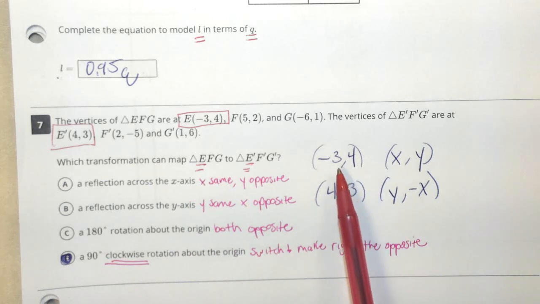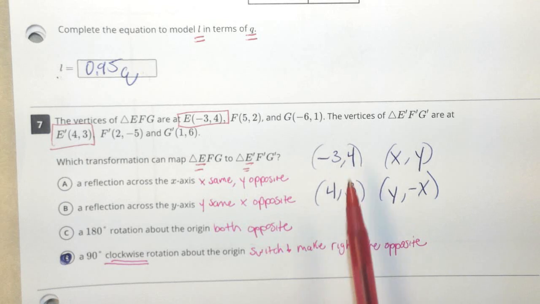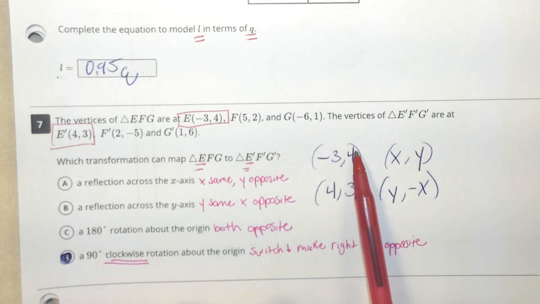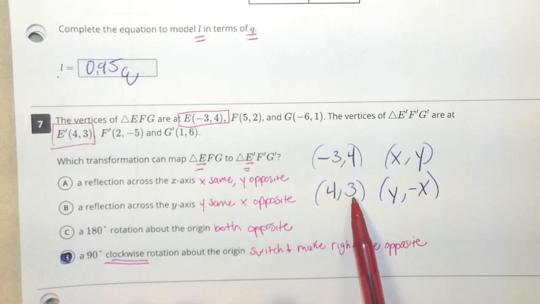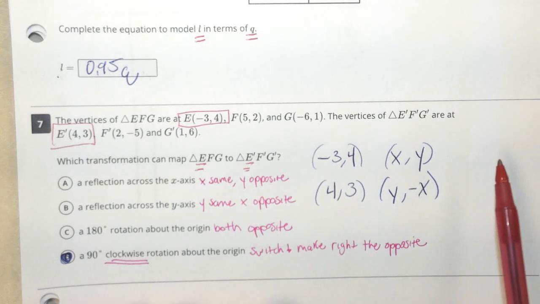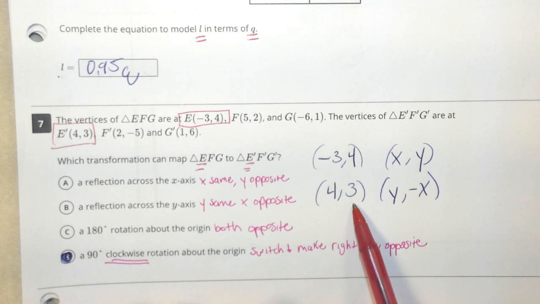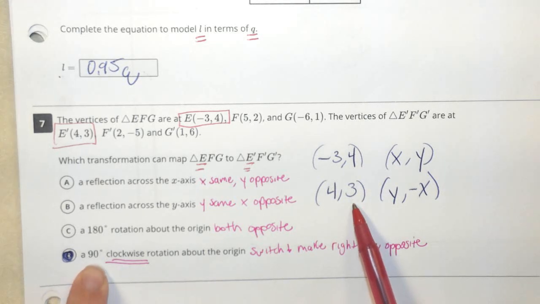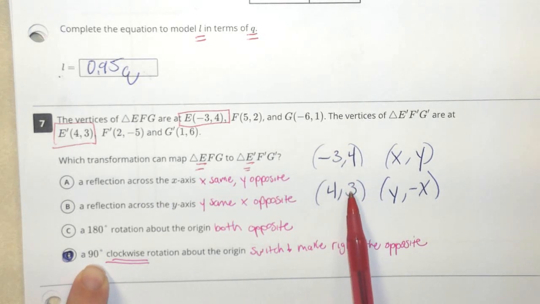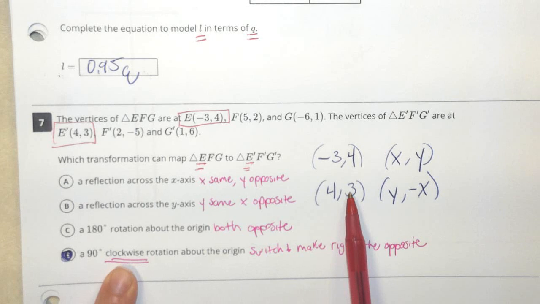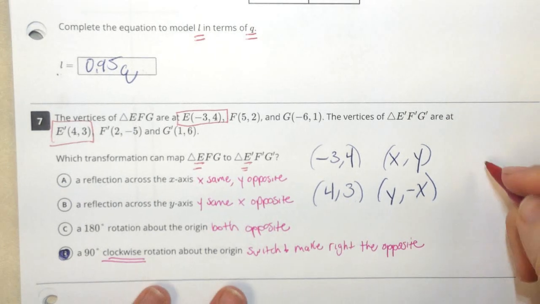Well, my E is -3, 4, and my E prime is 4, 3. So first of all, I saw they switched them around, and that told me right away what it was. The only one we switch around is a 90-degree rotation. But even more so, then I made the right one the opposite. If you make the right one the opposite, that meant you were turning it clockwise, because a clock turns to the right.